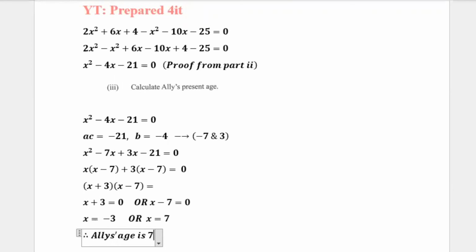Any question from this one? Because this is now the end of part 2. Any question?